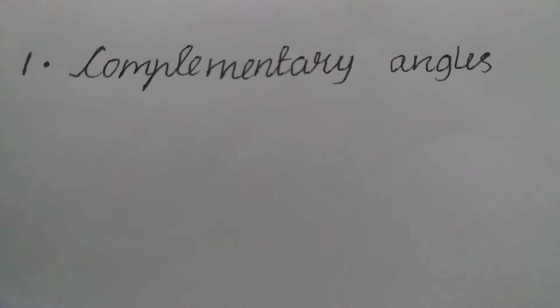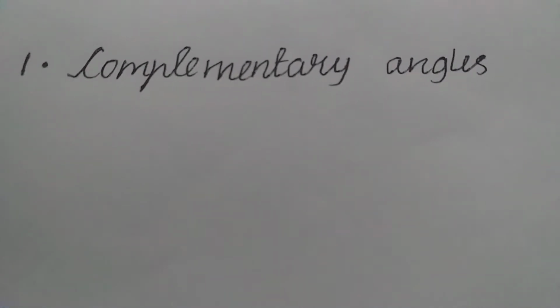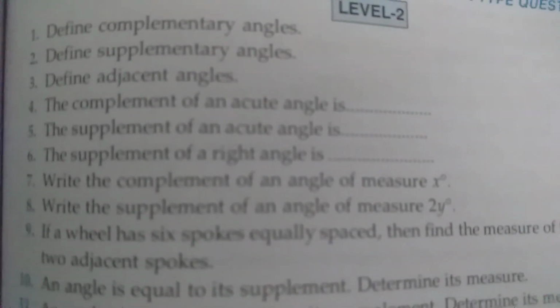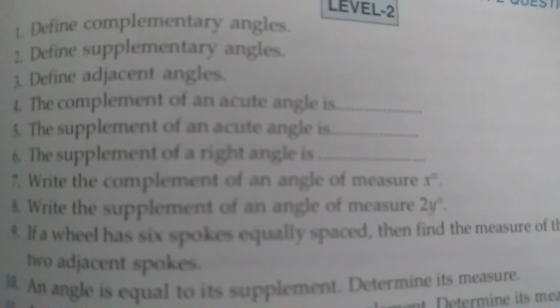Let's define it. When the sum of two angles is 90 degree, then those angles could be called as complementary angles. The next question is define supplementary angles.